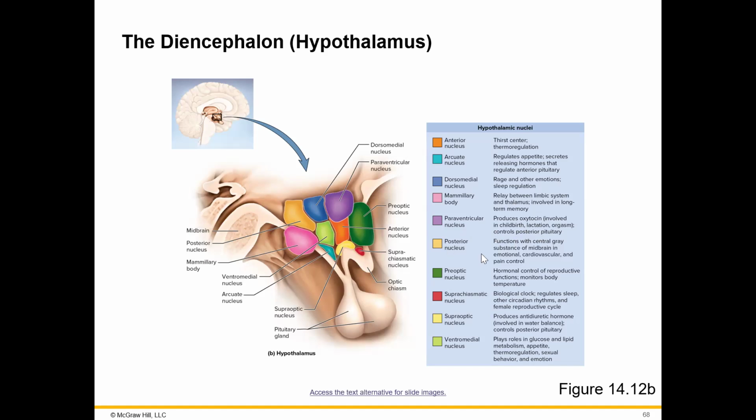There is a posterior nucleus, which functions with the central gray substance of the midbrain in emotional, cerebrovascular, and pain control. There is the preoptic nucleus, important for hormonal control of reproductive functions. They monitor the body temperature. The suprachiasmatic nucleus is a biological clock. It's just beautiful if you appreciate all of these different nuclei within the hypothalamus.